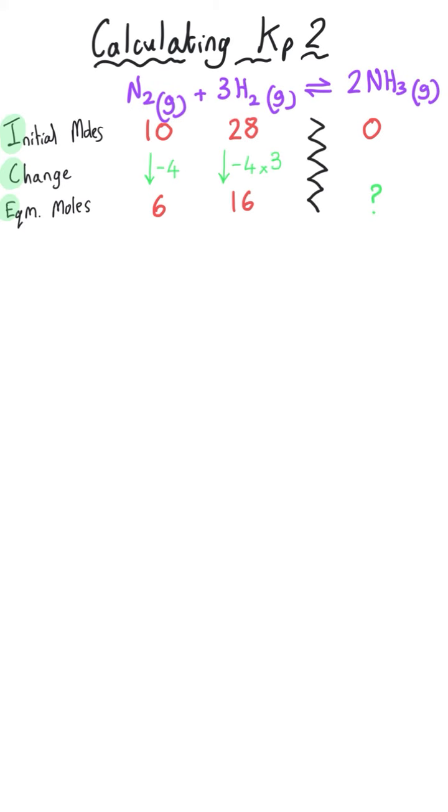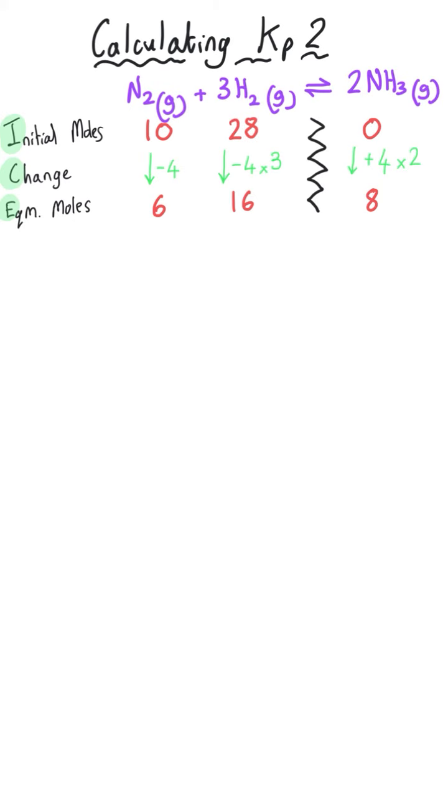The ammonia has got the coefficient of a 2. It's on the opposite side of the equation from nitrogen, which means its amount will go up. Nitrogen went down by 4. Ammonia is going to go up by 2 multiplied by 4, which is, of course, 8. And so the equilibrium moles of ammonia is 8.